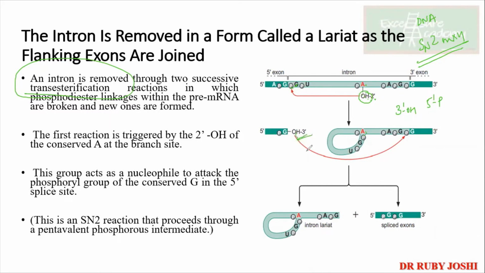Now this 3'-OH is free. This will go and attack at this phosphate. So there is a breaking of the phosphodiester bond and formation of another phosphodiester bond. Okay. So as a result, after these two transesterification reactions, what I'm going to get is this gets free from here. So this is your intron lariat, and this is your spliced exons, which is ready. Clear?